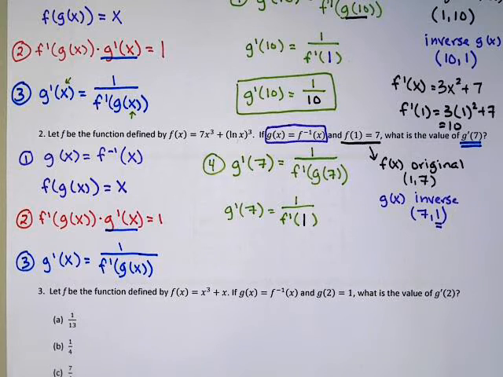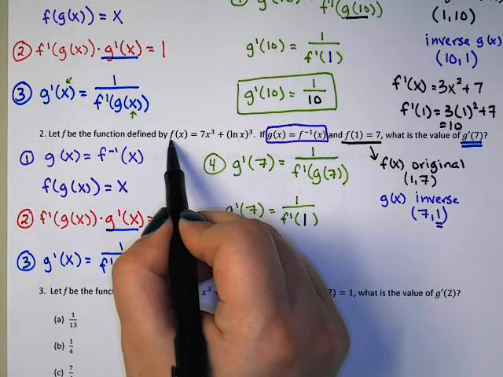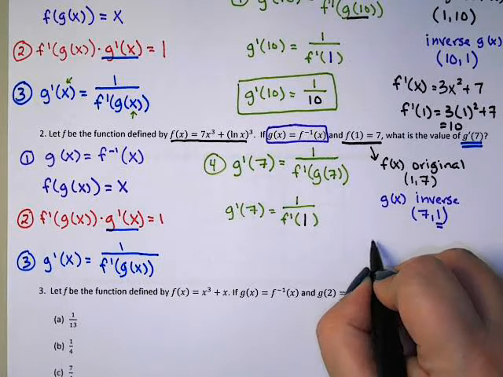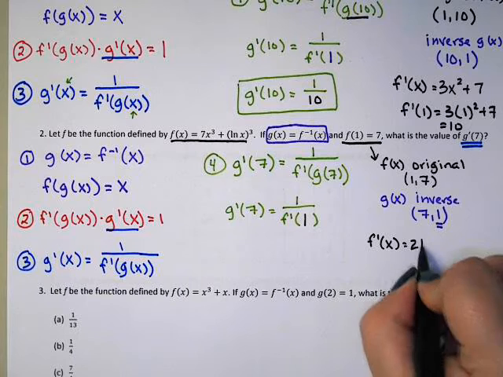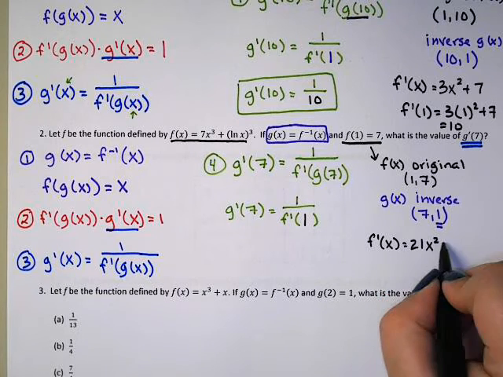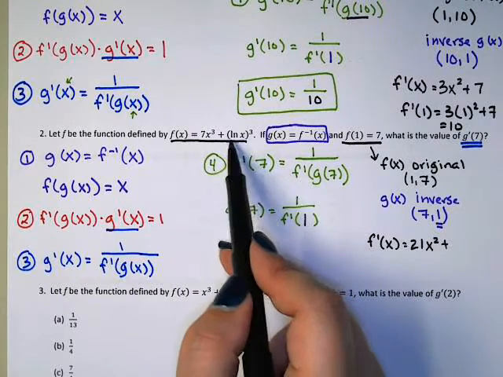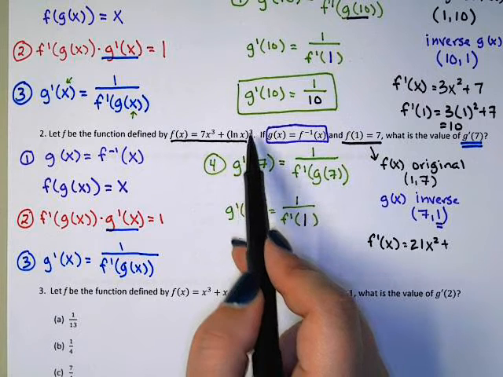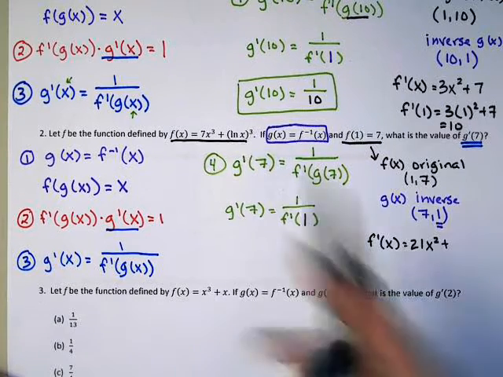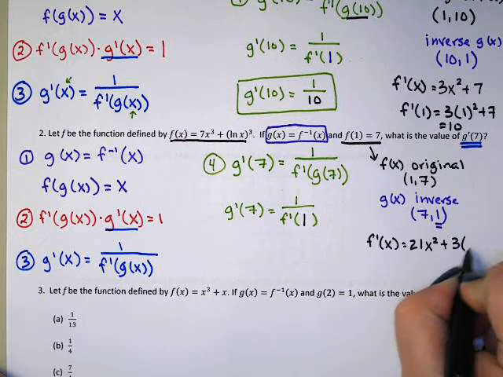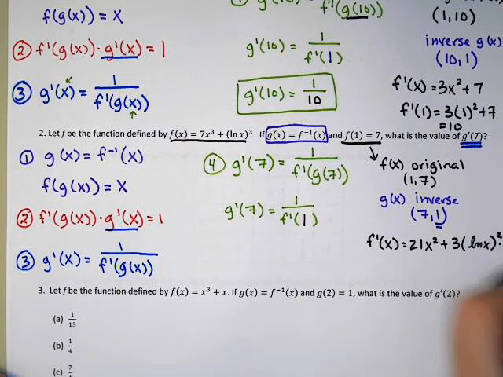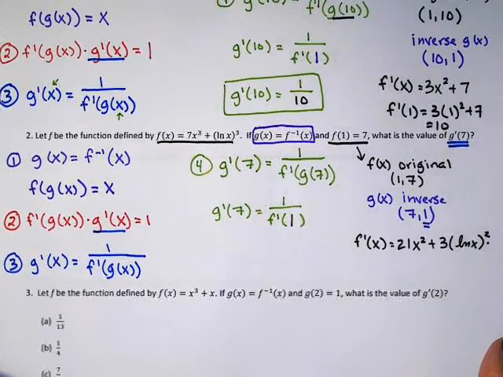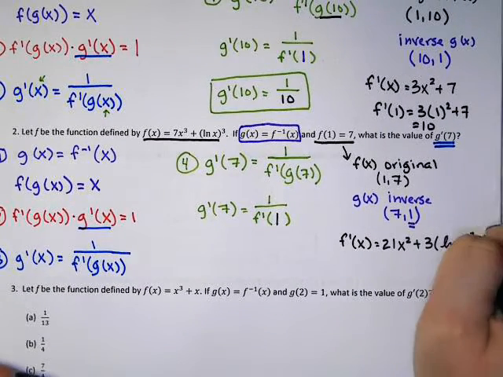Now I need to figure out what f prime of 1 is. Well, that means I need f prime of x. So here's my original function f of x. So f prime of x is going to be 21x squared plus, now if I want to do the derivative of the natural log of x cubed, I know that's going to require some chain rule. So that's going to be 3 times the natural log of x squared times the derivative of natural log, which is 1 over x.